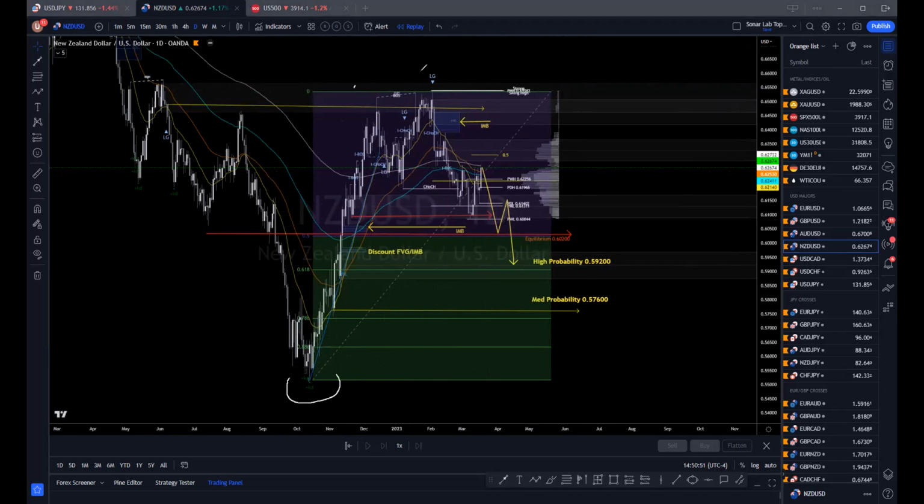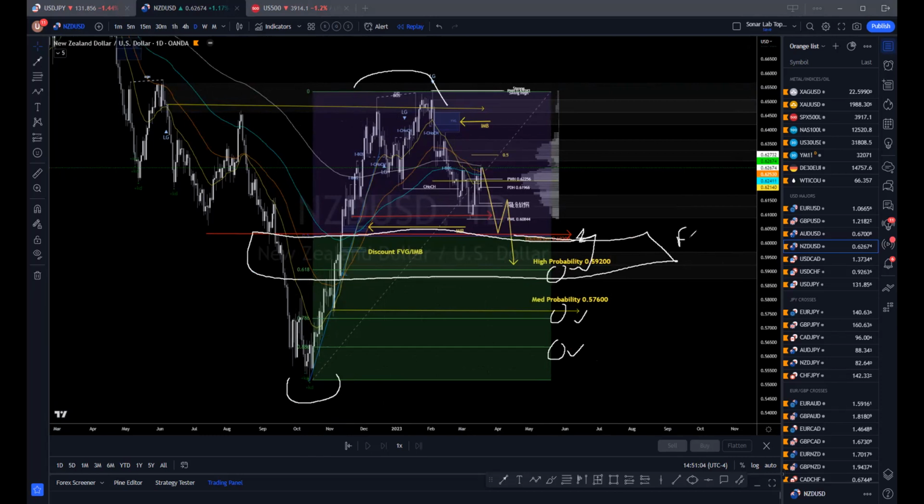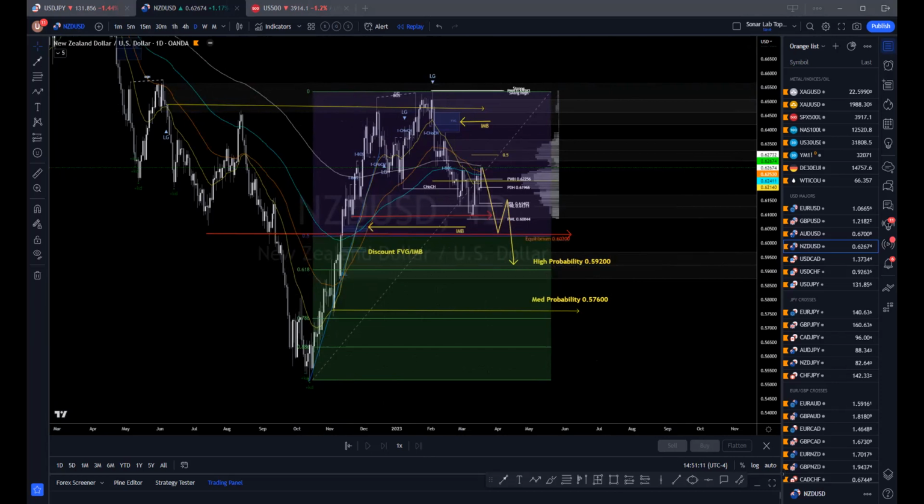This is that premium and discount, the pull back to 50%, 618, 786, 886. I don't know if we'll go that low, but 618 and 50%, it's also known as the Fib golden zone, golden pocket. This is where you want to go. Okay. I hope that makes sense.